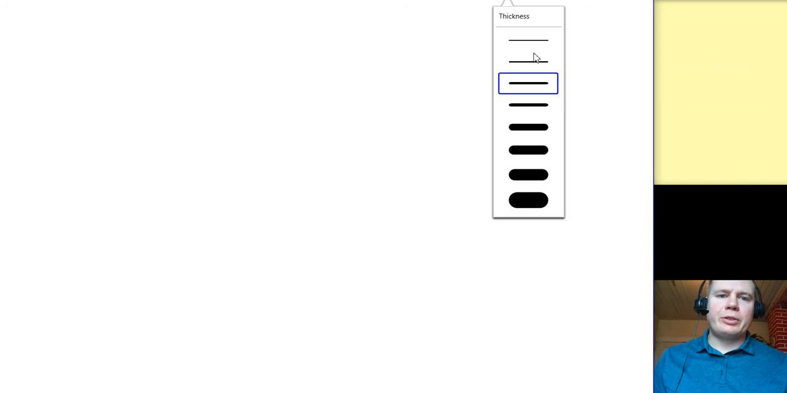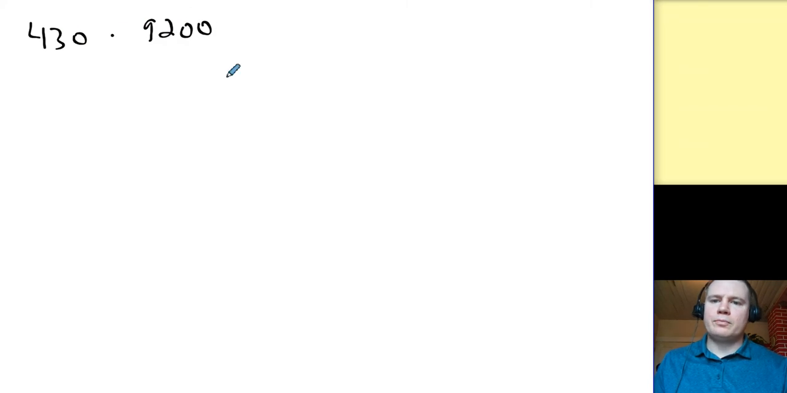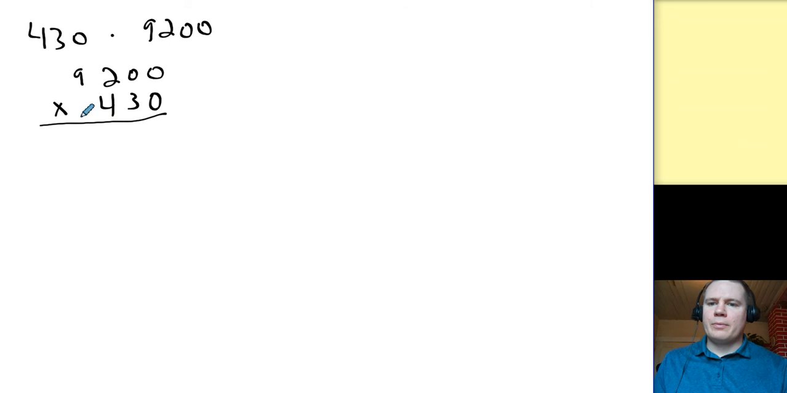Alright, now to multiply decimals, that's a little bit different from adding and subtracting because we don't need to have the same units to multiply. Right? If I have 430 times 9,200, I don't need to line up my hundreds with my hundreds, my tens with my tens, my ones with my ones, my thousands with my thousands. I don't need to do that.